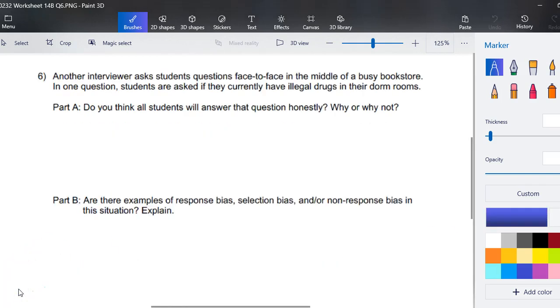If you haven't answered question 6, please pause, and this would even be a great time to answer questions 6 and 7 and then come back and work through this with me.